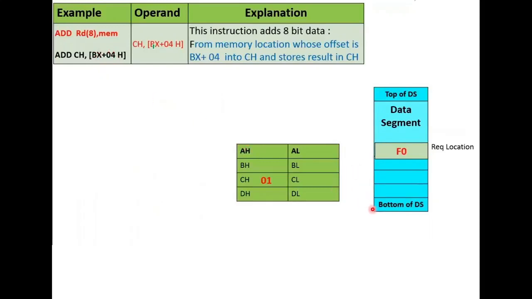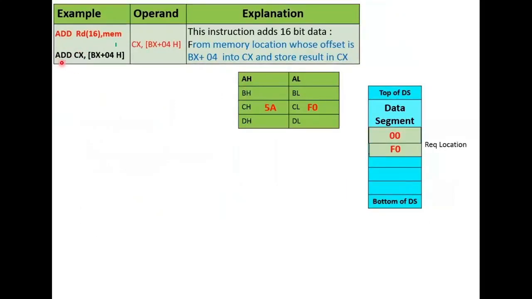Offset means distance from the base to the required location. So see here, directly I did, F0 is here and 1 was here. In CH I have 1, and in the memory location I have F0. So add that F0 and 1, finally the result is F1. That F1 we stored in CH, right? And by seeing this CH only, you have to understand we are going to perform 8 bit addition.